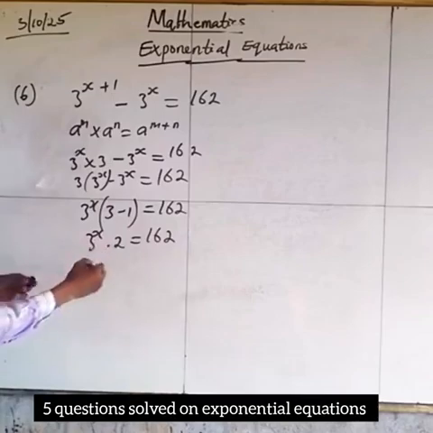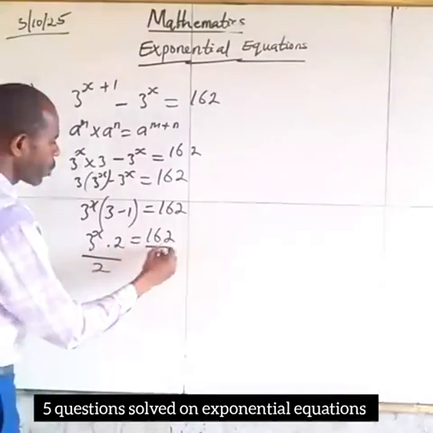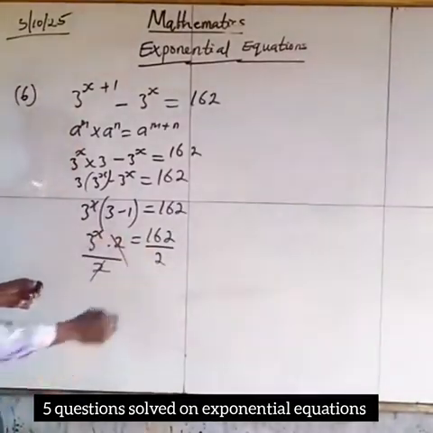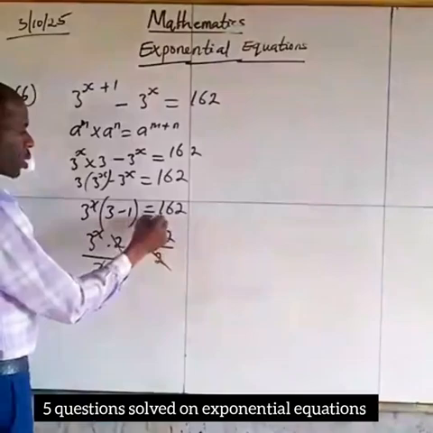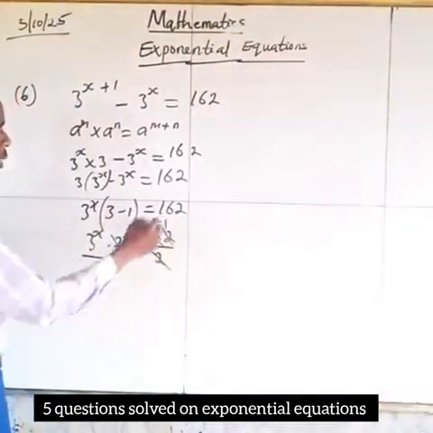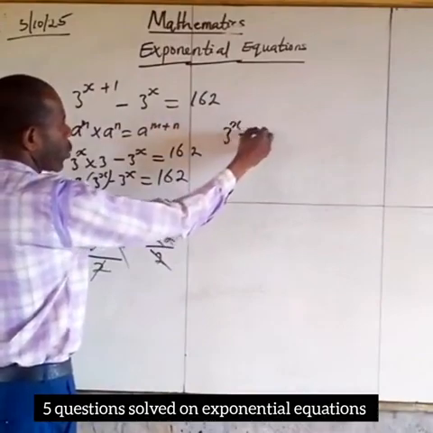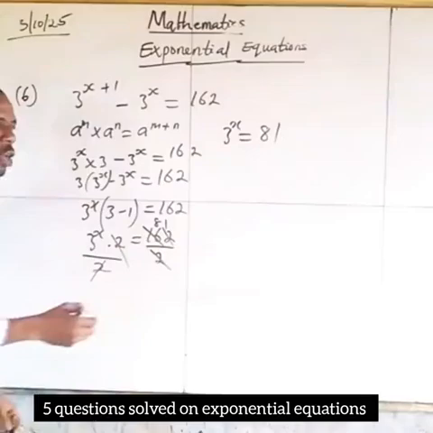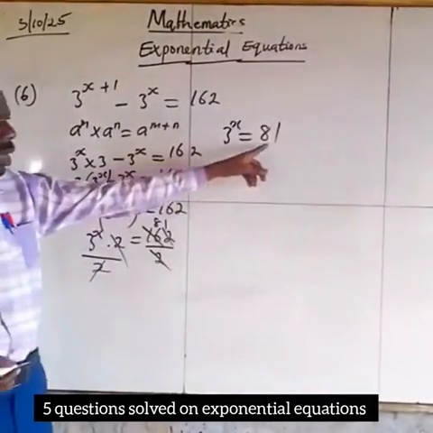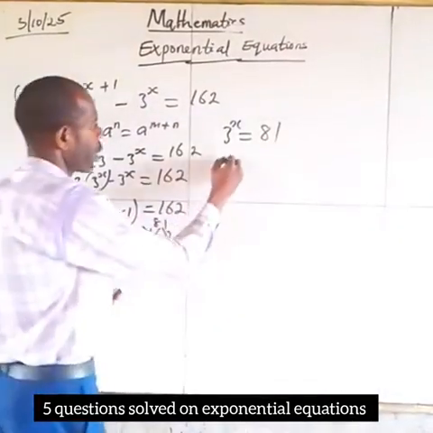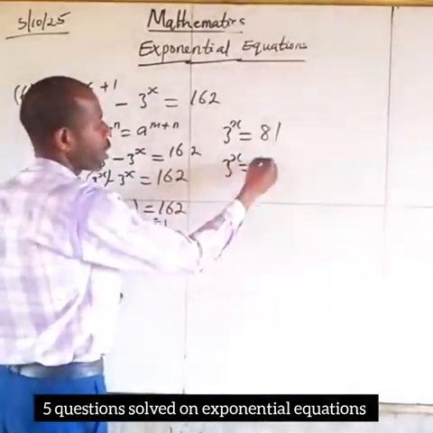What do we need to do? We divide both sides by 2. So this one cancels this one. 162 divided by 2 is 81. So which means we are going to be having 3 raised to the power x equal to 81. Now let us express this one to the base of 3, which will give us 3 raised to the power x equal to 3 raised to the power 4.